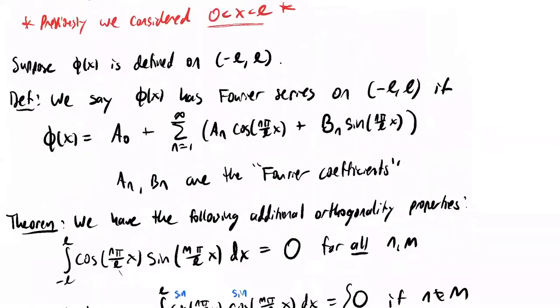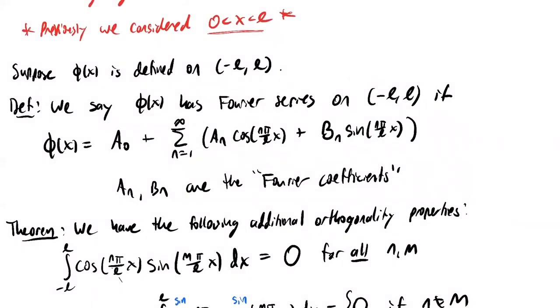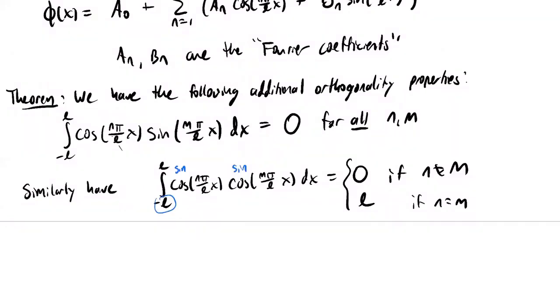Right, and then finally we have a theorem which will look very familiar about what these coefficients actually equal. So what is a formula for a_n and what is a formula for b_n?